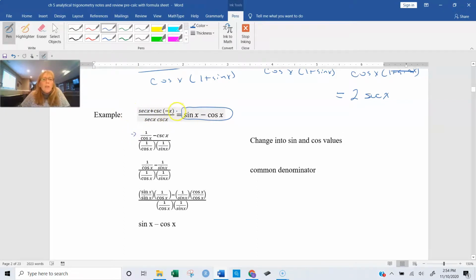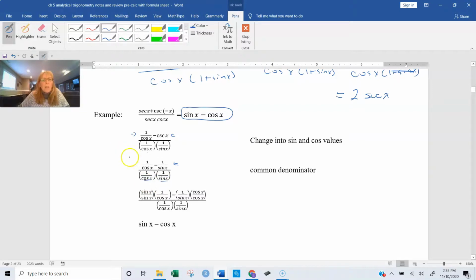Cosecant of a negative x is the same as minus cosecant of x, because that follows the cosine rule, right? Secant is 1 over cosine. Cosecant is 1 over sine. All right, I still got to get this cosecant out of here. So I'm going to change him to 1 over sine. All right, we've got everybody to sine and cosine, but now they're on the denominator. So we got to get a common denominator. Well, this guy's multiplied, so my common denominator is cosine sine.